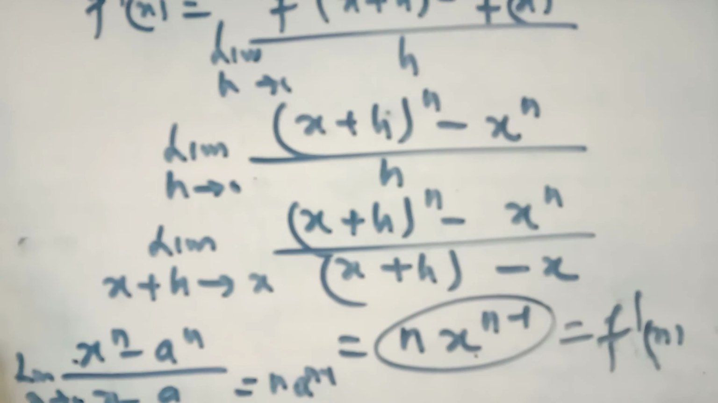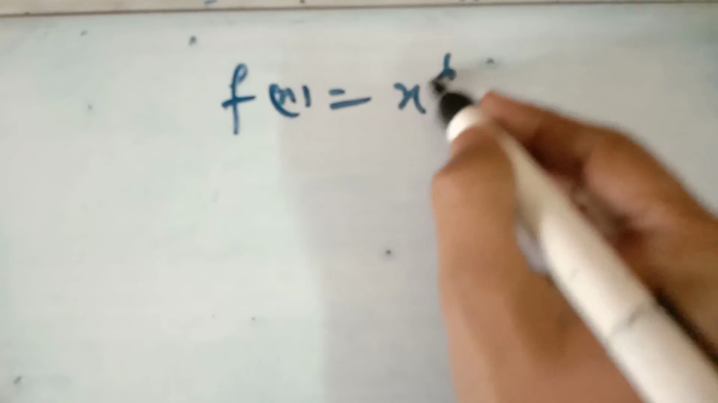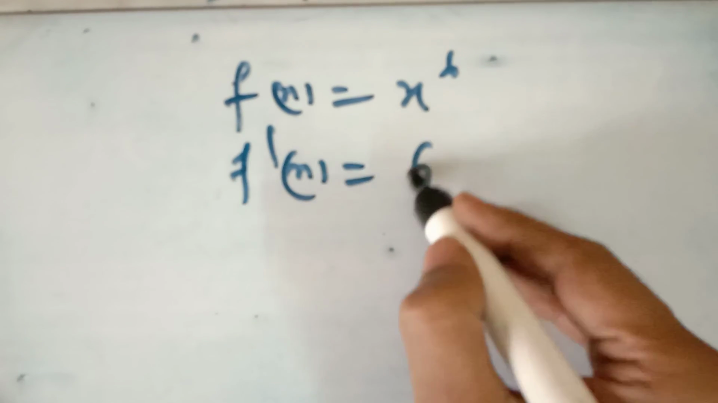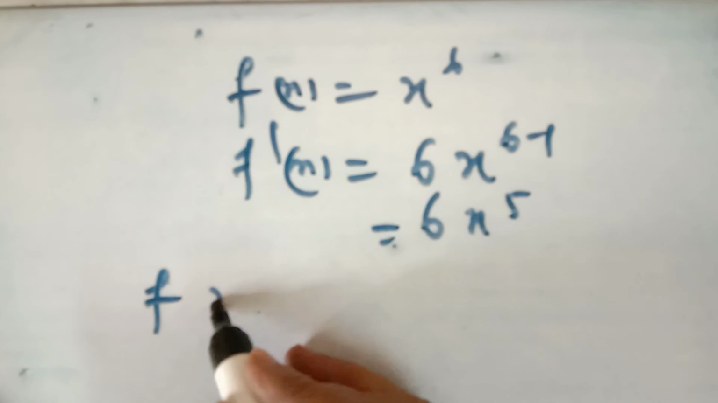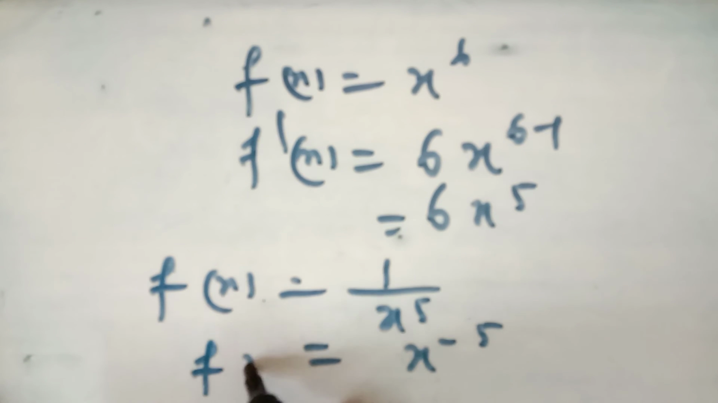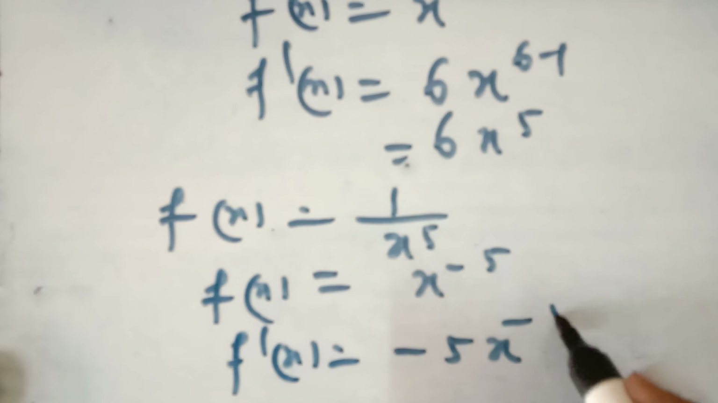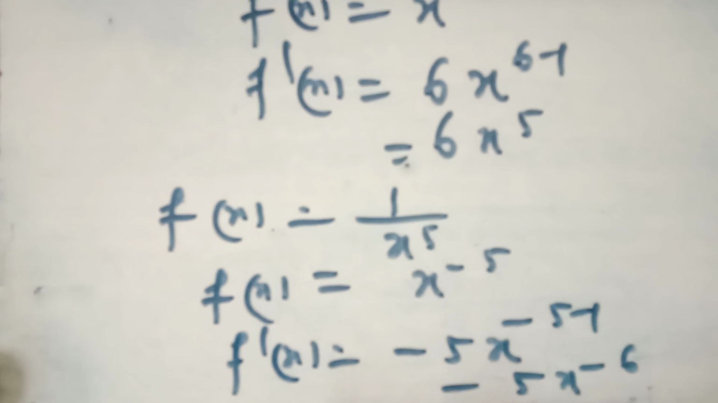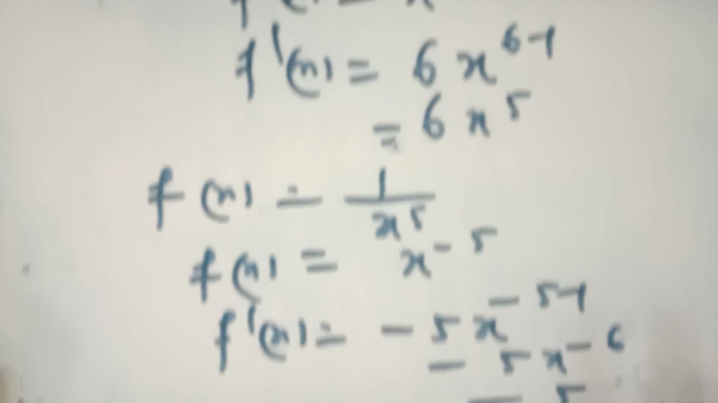For example, the derivative of x to the power n is n x to the power n minus 1. Suppose f(x) is equal to x to the power 6, then its derivative will be n x to the power n minus 1, that is 6x to the power 5. Let us take another example, 1 upon x to the power 5. First of all you take it to the numerator, and its derivative will be n x to the power n minus 1, that is minus 5 x to the power minus 6, that is minus 5 upon x to the power 6. So this is the derivative of 1 upon x to the power 5.